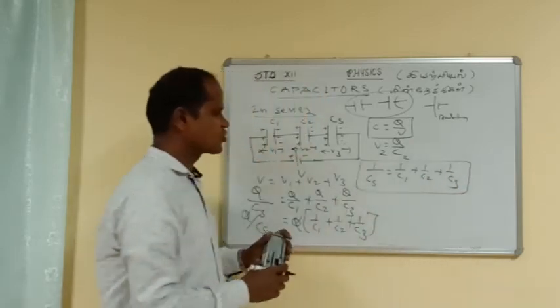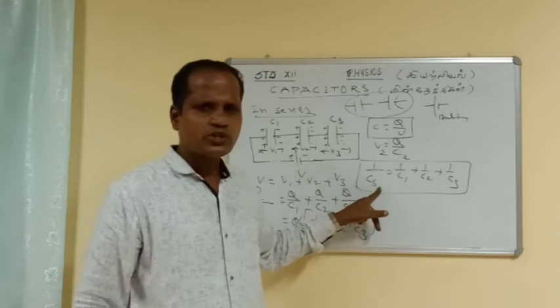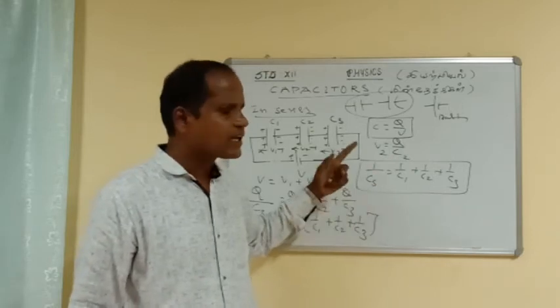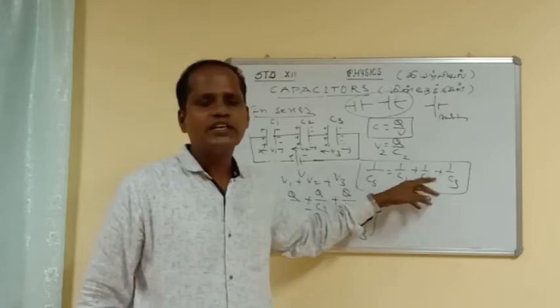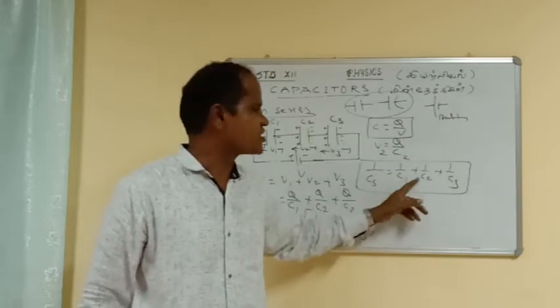So what do you understand from this one? The reciprocal of the effective capacitance of the series combination is equal to the sum of the reciprocals of the individual capacitances.